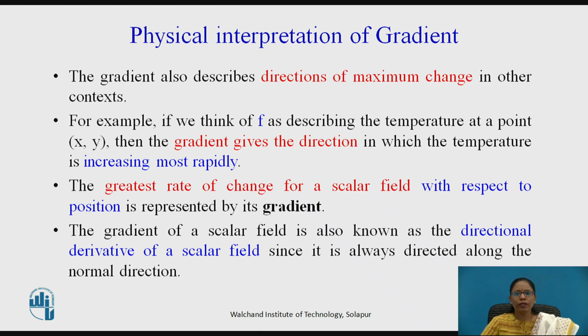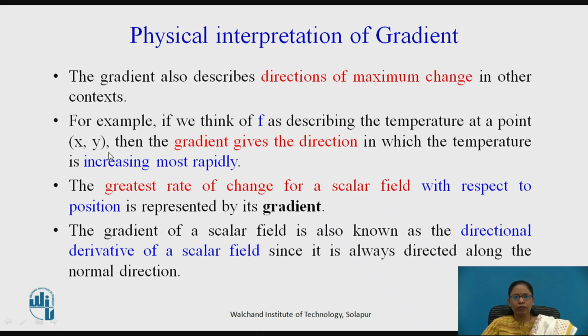Fine, if it is gradient of v, but what actually it is in real world? Let us try to understand its physical interpretation of gradient. Gradient describes the directions of maximum change in other contexts. For example, if we think f as describing some variable, maybe a temperature at a point x comma y, that is at a particular position, then gradient gives the direction. Gradient is giving the direction in which the temperature is increasing most rapidly.